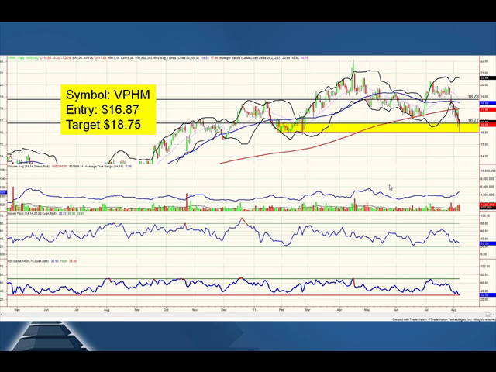If price goes below $16, if it hits like $15.95, before it hits your entry at 16.87, take the trade off the table. If it hits the entry level, ride it until it gets to the profit target, or use your stop loss at $16.95. So those are the three trades for today.